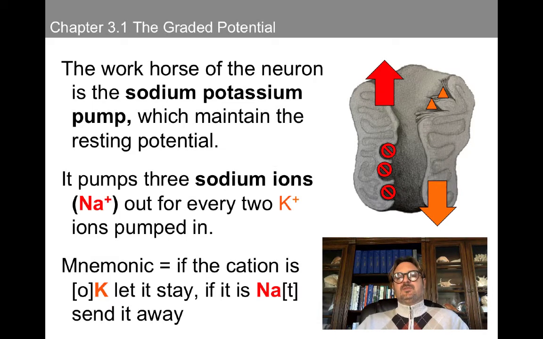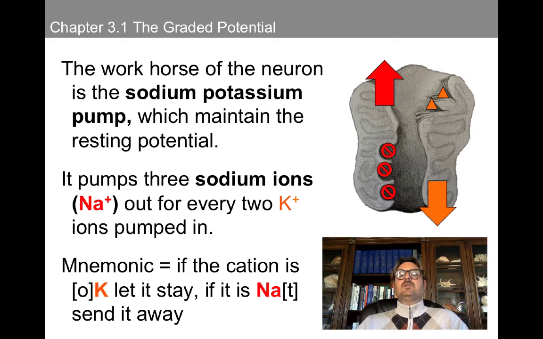Now that we've talked about the potassium channel, I would like to talk about the second channel. It's the workhorse of the neuron. It's the sodium-potassium pump, and it will maintain the resting potential. I mentioned earlier that the potassium channels have selective permeability to potassium. However, sometimes sodium does actually sneak in through the potassium channels. This is not good for the neuron, which is trying to maintain its negative resting potential.